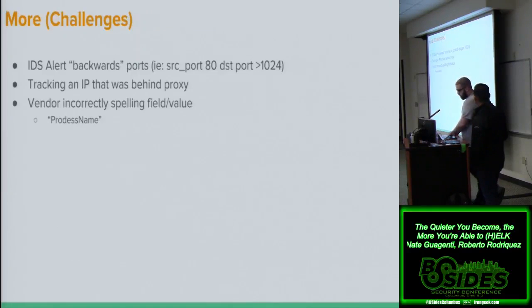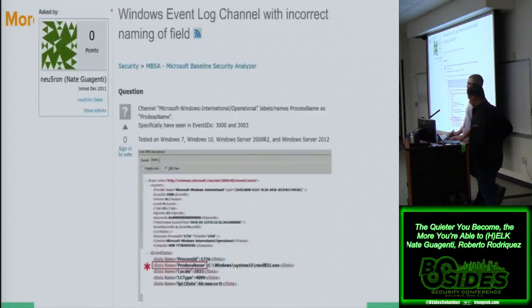More challenges, IDS alerts are always backwards. Desk port, your server is probably not listening on 1024, but that's what the desk port looks like. Proxies, and then Microsoft names a field ProDesk, submitted a TechNet. They haven't heard anything back, but that will be renamed in HELK.